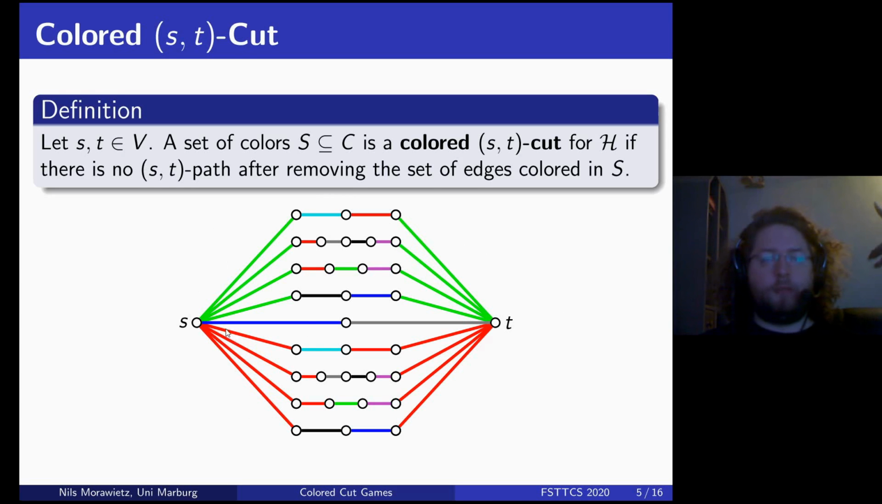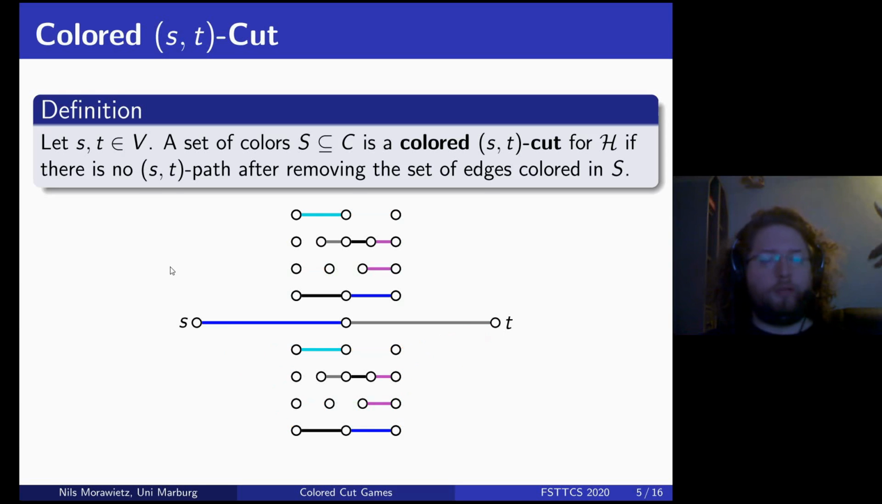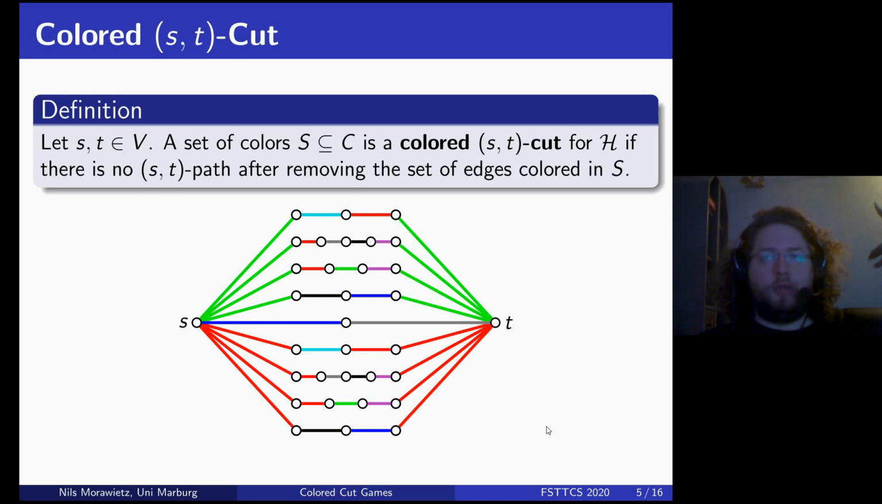So, in this example, let's give a greedy approach to obtain such a colored ST cut by removing green and red, which are the most frequent colors in this network. We still didn't obtain a colored ST cut, since there's still a blue-gray path remaining. So we have to take at least a third color. But actually, there is a colored ST cut with only two colors in this network.